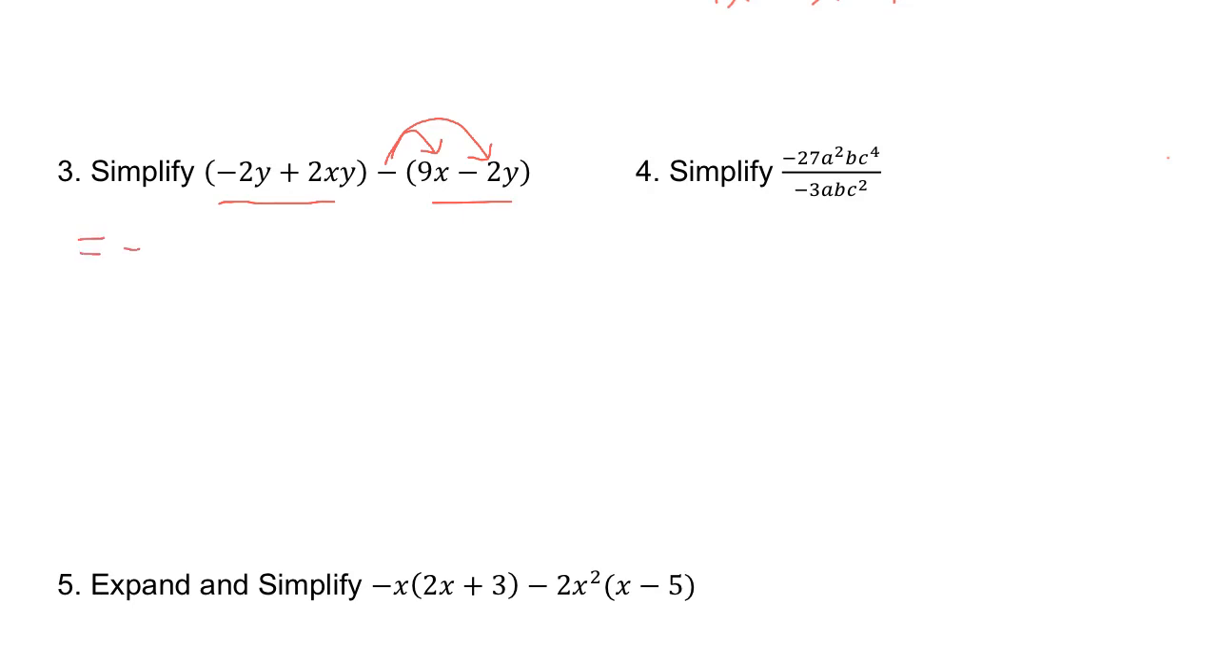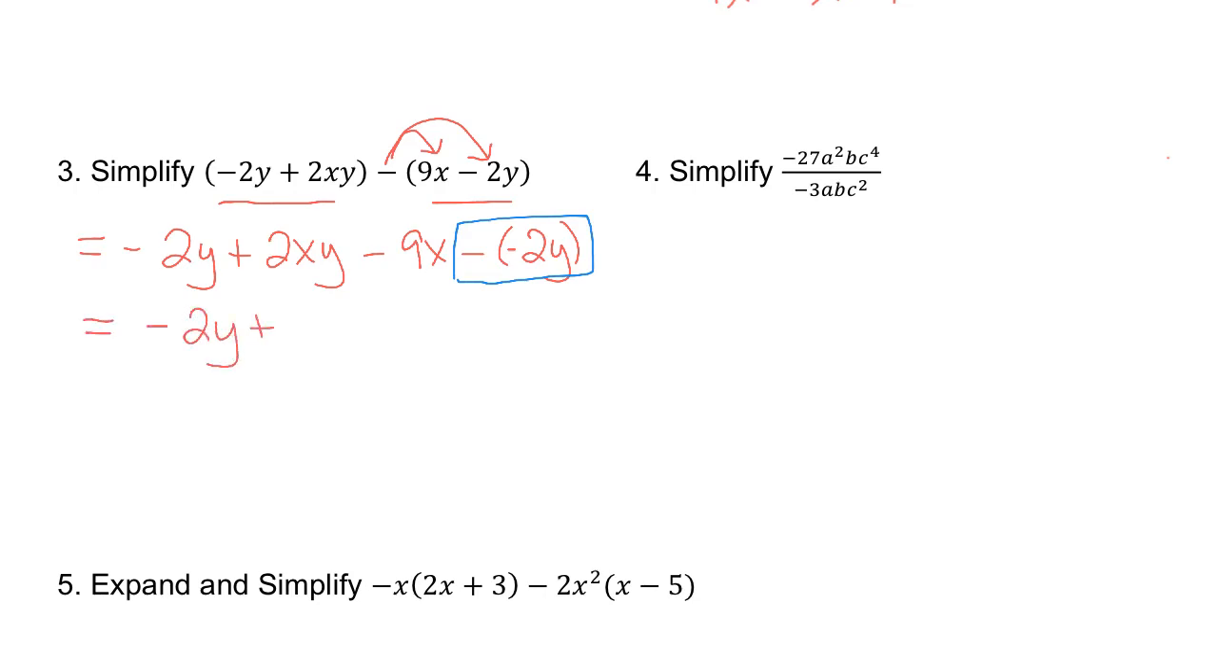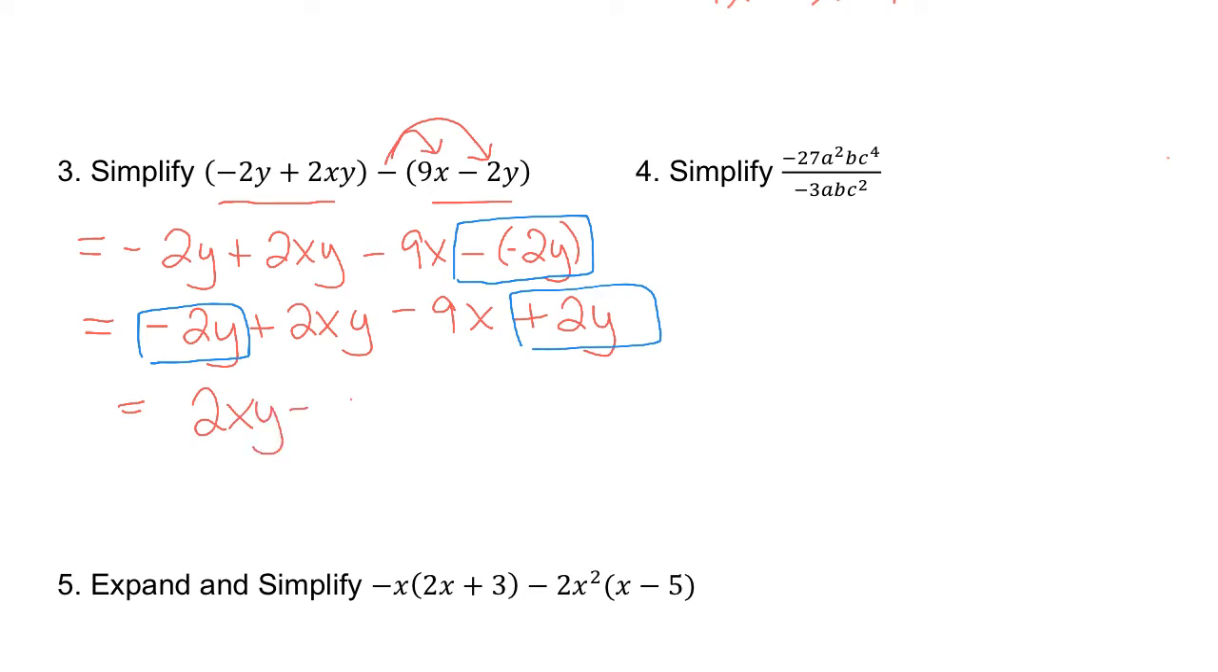So when I rewrite this without our brackets, I have that first polynomial, negative 2y plus 2xy. And then I'm going to subtract 9x, and I'm going to subtract negative 2y. And we know that when we subtract a negative number, this is actually adding the 2y. So my next line has negative 2y plus 2xy minus 9x plus 2y. And then at this point, I can collect any like terms. I have this one and this one, and that's it. And they cancel each other out. So I actually end up with 2xy minus 9x.